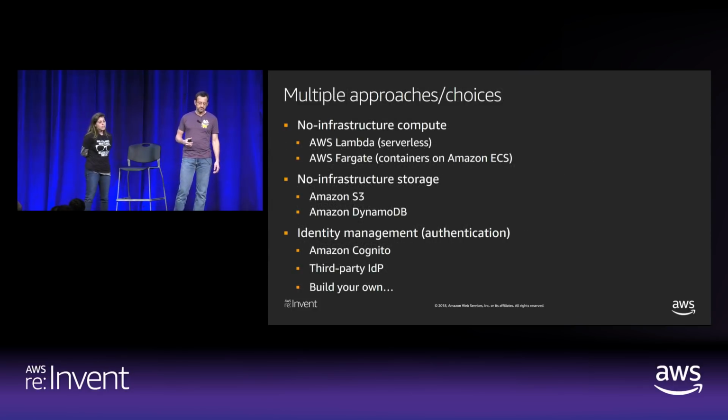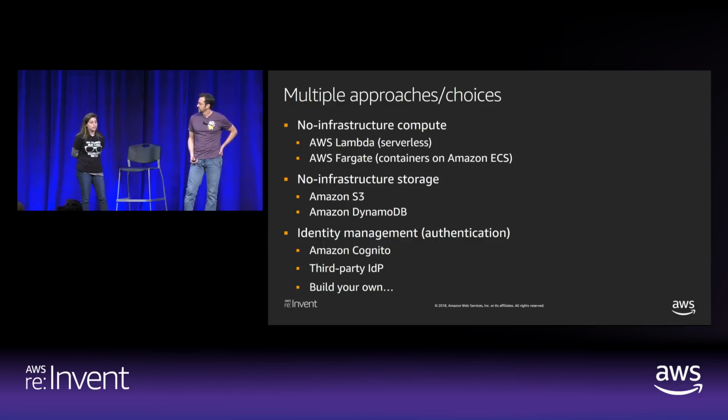That's true. So as with anything that you build, there are many different ways to skin a cat. And with AWS, even if you constrain the requirements to no infrastructure, you still have many different options. So today we're going to talk about some of the choices that we made, but you might make different ones, and that's totally okay. You can see here, if you go with the no infrastructure compute, you can choose between Lambda or Fargate, storage, S3 or Dynamo.